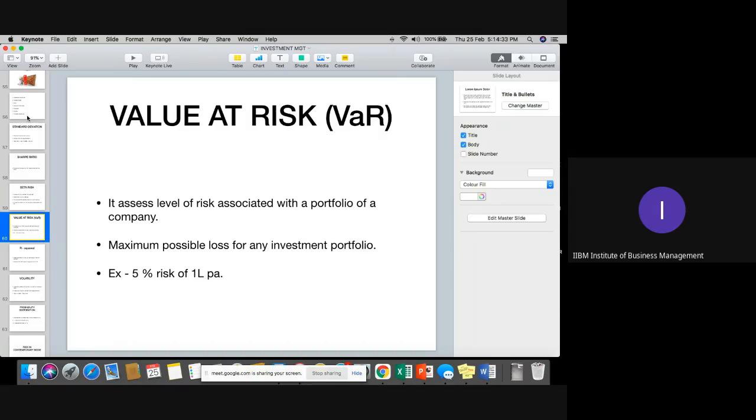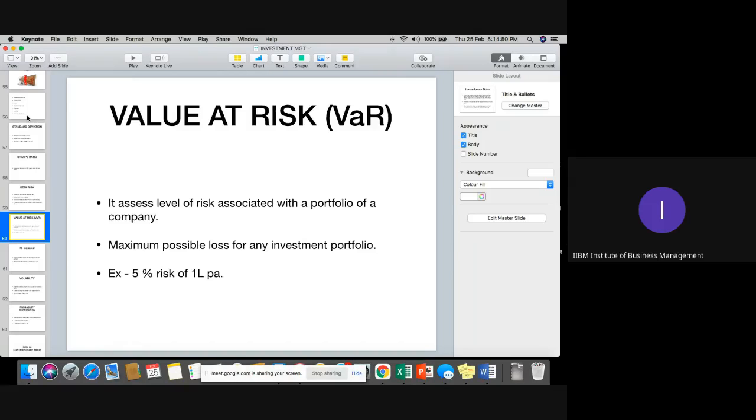Next one is VAR, value at risk. Now, value at risk is all about when we talk about the market value of any company or any organization. In such a case, what is the capital amount which is at risk?